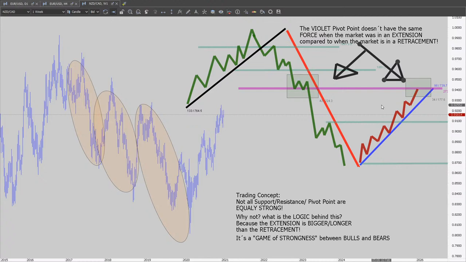If pivot point support resistance are stronger in retracement, how should I perceive this pivot point down here? Strong or not strong, everybody? Retracement, yes sir. Strong or not strong, everybody? How should I understand and perceive, talking about awareness, this pivot point down here? Everybody, give me a second.